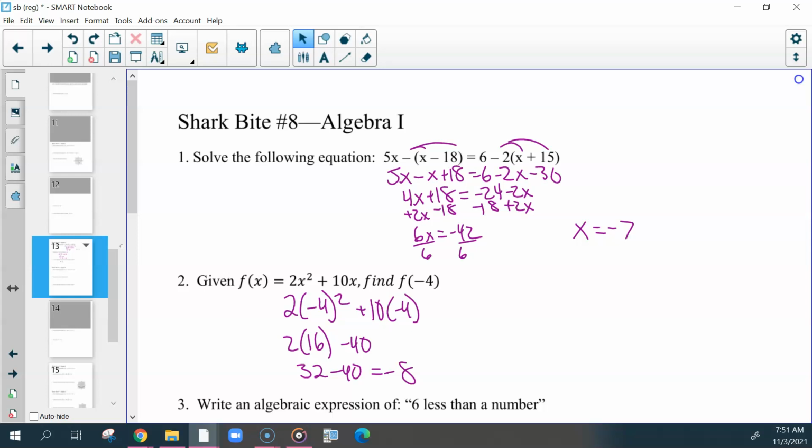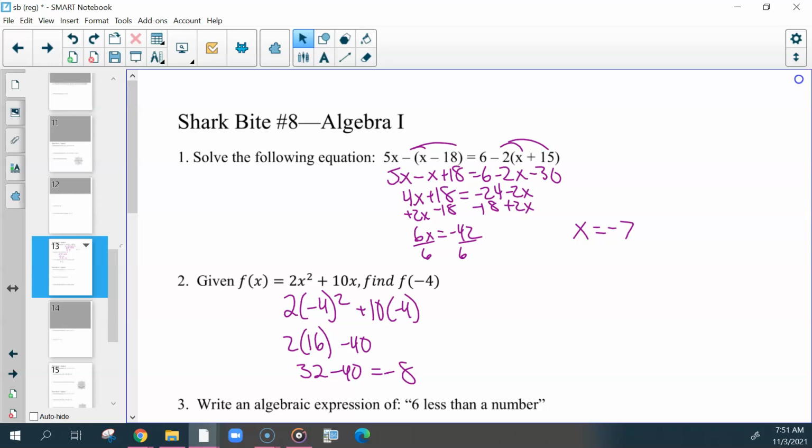But what I got was x equals -7. Did we all get the same thing? Yes. Okay, good. Remember that once you get to this part, there are different ways to solve it. So if you didn't solve it exactly as I did, don't erase. It's okay.